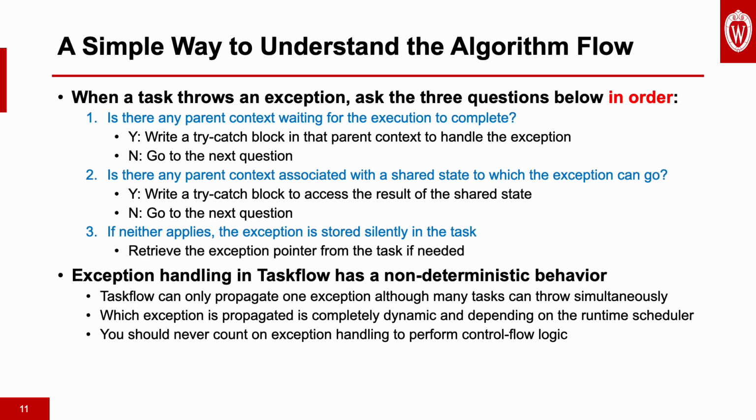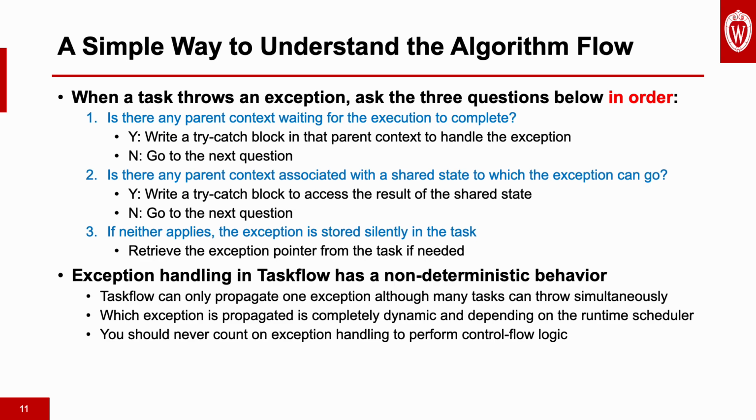In fact, you can think of the algorithm in a simple way. When a task throws an exception, ask the following 3 questions in order. First, is there any parent context waiting for the execution to complete? If yes, you write a try-catch block in that parent context to handle the exception. Otherwise, you ask the second question, is there any parent context associated with the shared state to which the exception can go? If yes, you write a try-catch block to access the result from that shared state. Otherwise, you go to the next question, where the exception will be silently stored in the task.